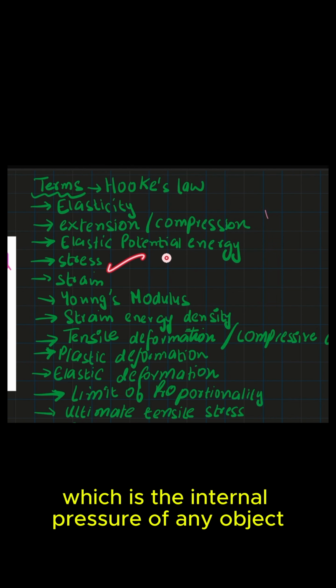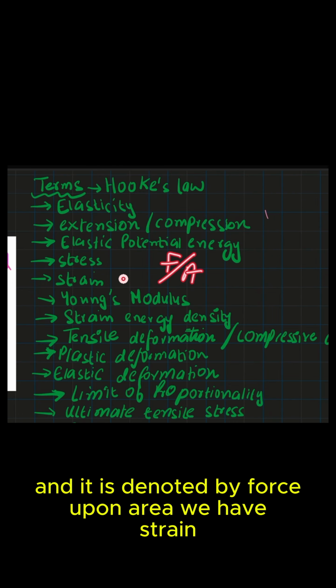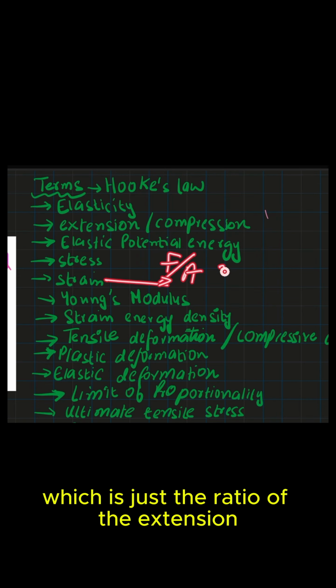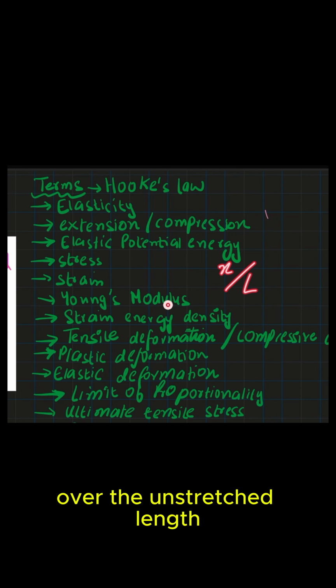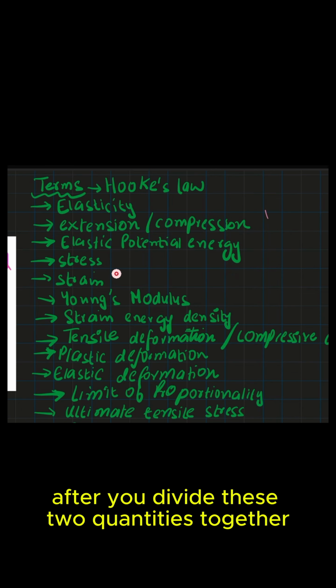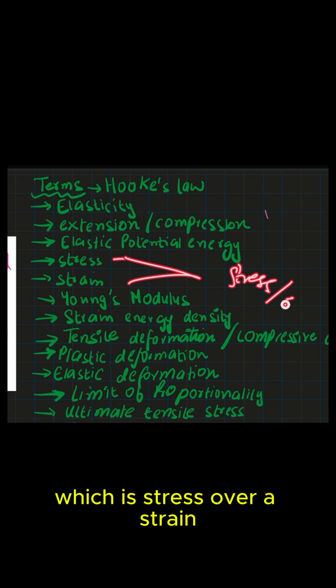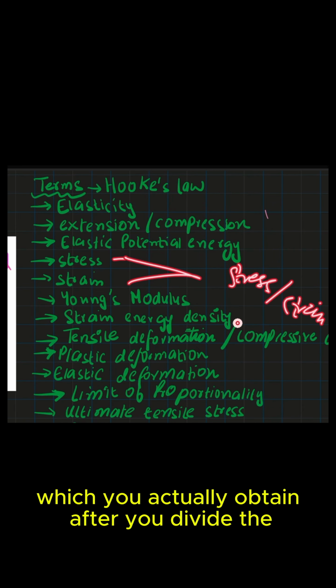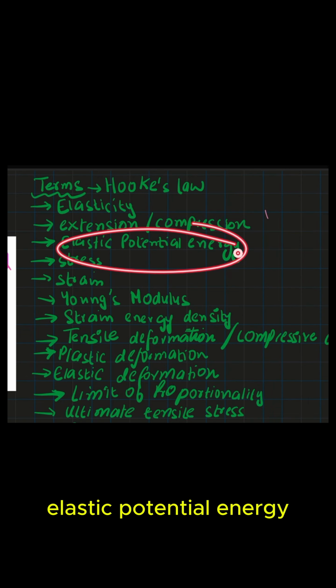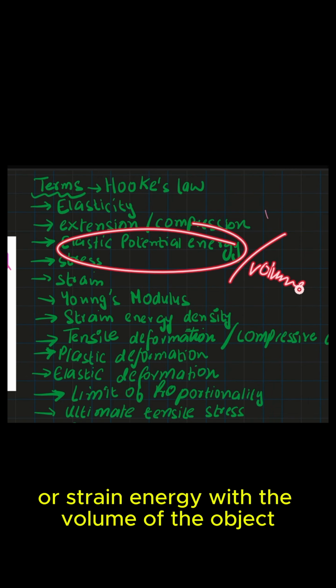Then we have stress, which is the internal pressure of any object, and it is denoted by force upon area. We have strain, which is just the ratio of the extension over the unstretched length. The Young's modulus, which you obtain after you divide these two quantities, is stress over strain. Then you have the strain energy density, which you obtain after you divide the elastic potential energy, or strain energy, by the volume of the object.